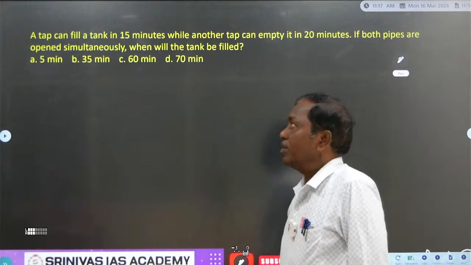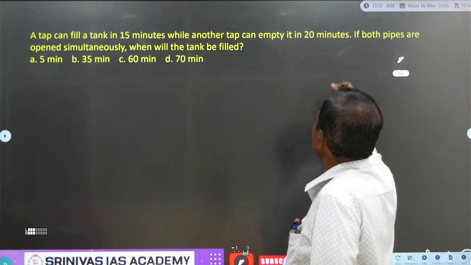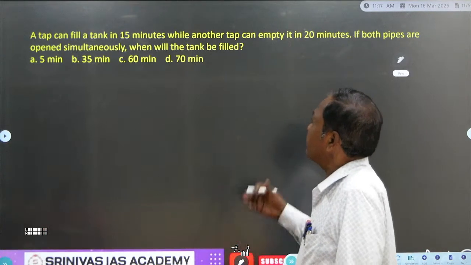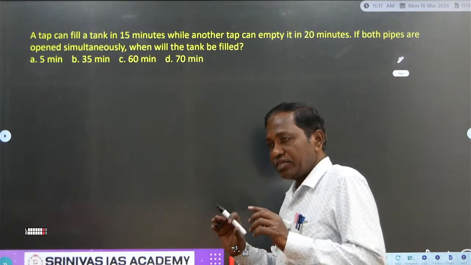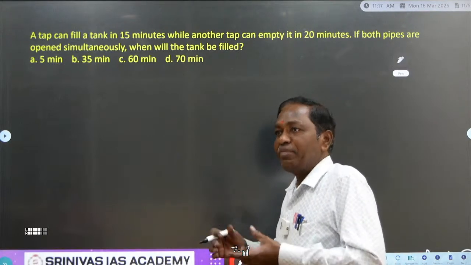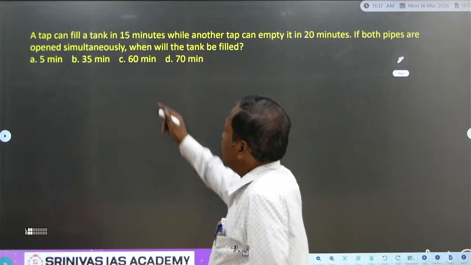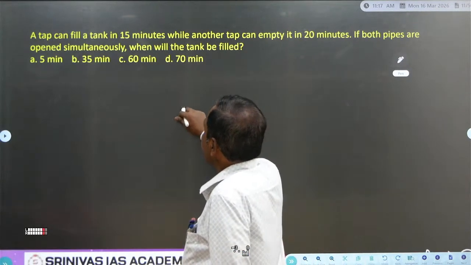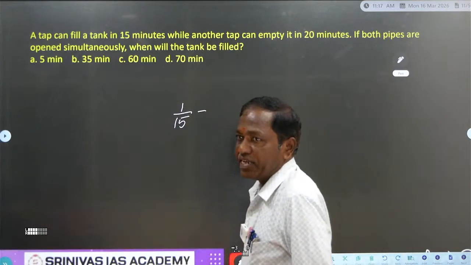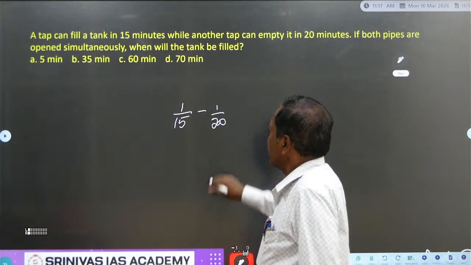A tap can fill a tank in 15 minutes while another tap can empty it in 20 minutes. Both the pipes are opened simultaneously, when will the tank be filled? One tap is filling the tank, another tap is emptying the tank. Emptying can be treated as minus. Pipe A is 1 by 15. Another pipe emptying the tank is minus, in 20 minutes, so 1 by 20.